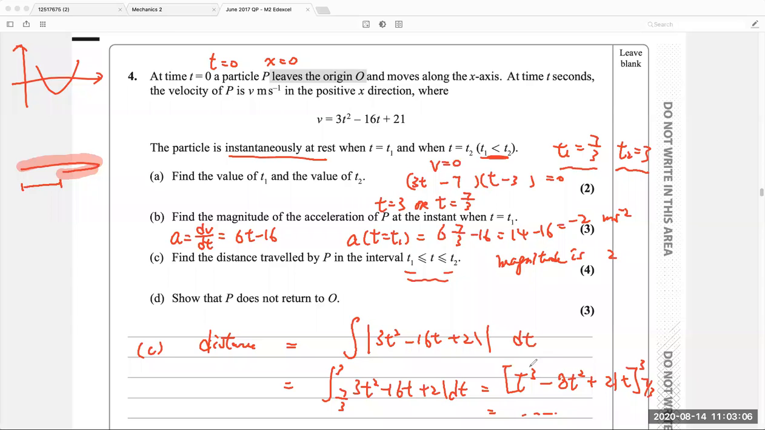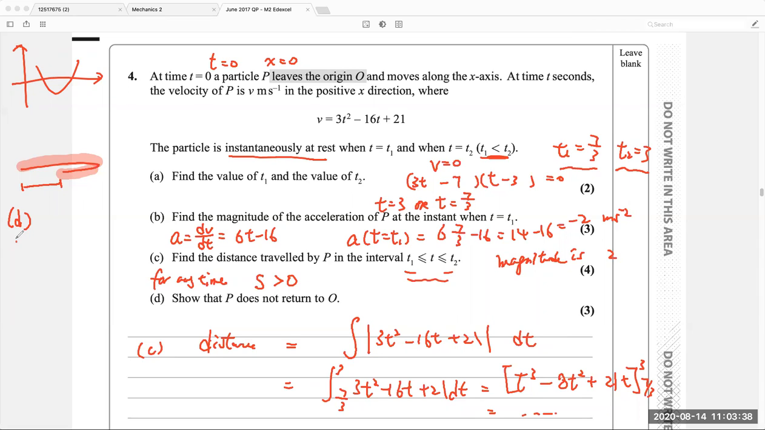I don't want to waste time on this one, okay? So if no question, then let's go on to part D. But show that it does not return to point O. So how can we show that? You just try to see that the displacement is always positive for any time. And that means the object will not return to point O, or will not return to the origin.